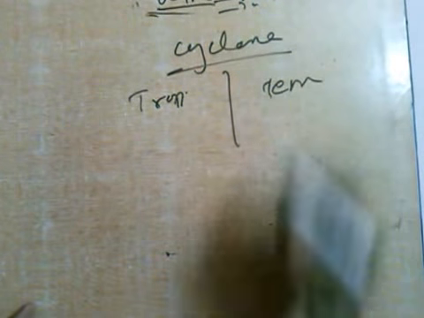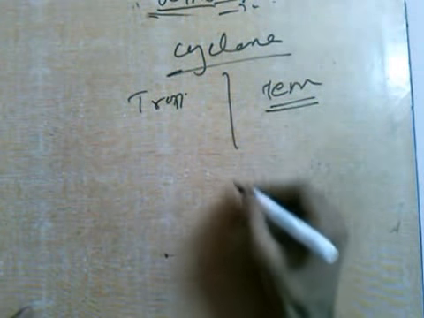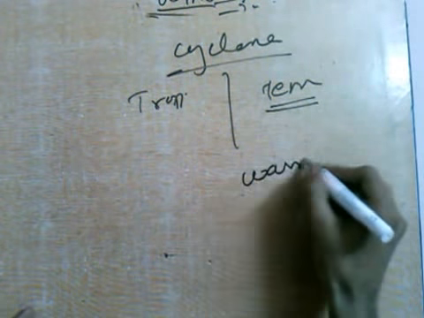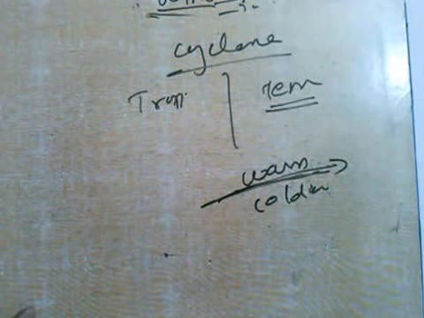And next is temperate cyclone. Temperate cyclone is nothing but two air masses, warm air and cold air, converging at a certain point, where a front is formed. That is called temperate cyclone. Nothing more we need to know. What is temperate cyclone is enough.